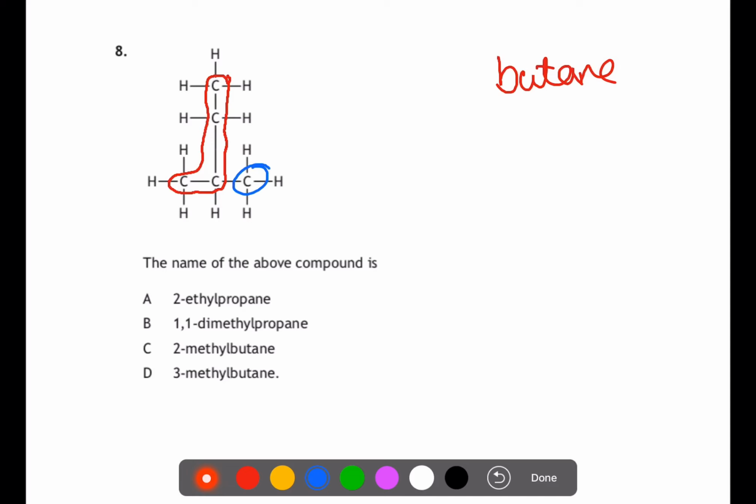We then have this branch here. We need to number from the end closest to that branch. So that's starting from here on the left, and our branch is on carbon number 2. The branch itself only has 1 carbon, so it is a methyl branch. This leads us to our answer C.